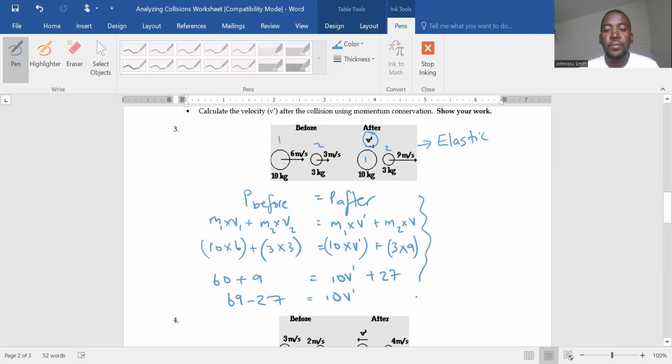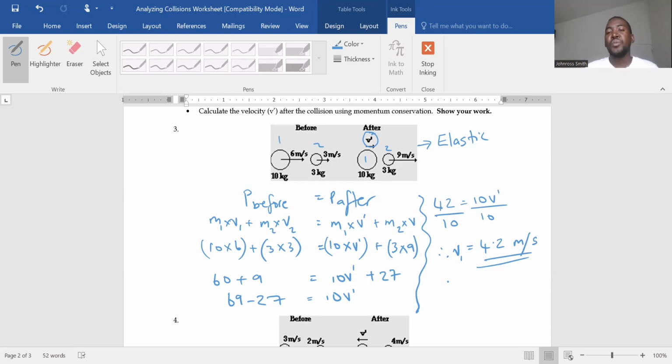Okay, so we continue. This would be 42 equals 10v'. We divide by 10, so therefore v' is equal to 4.2 meters per second. As you can see, we utilize the principle of momentum to say that the total momentum before will equal the total momentum after, and then we use that principle to find the unknown velocity there.